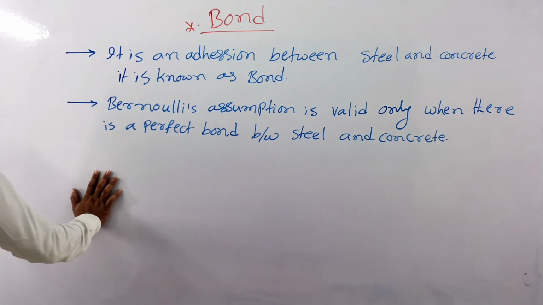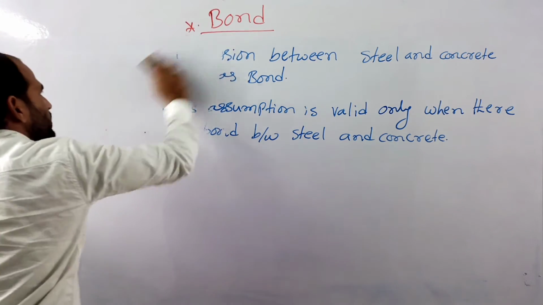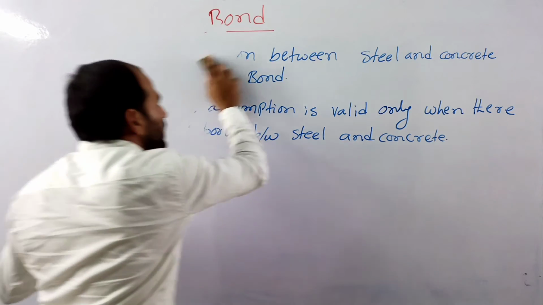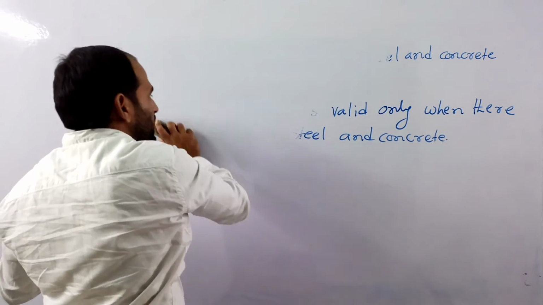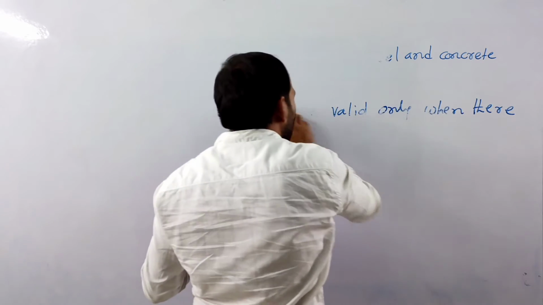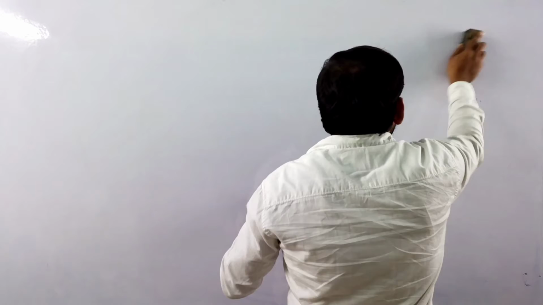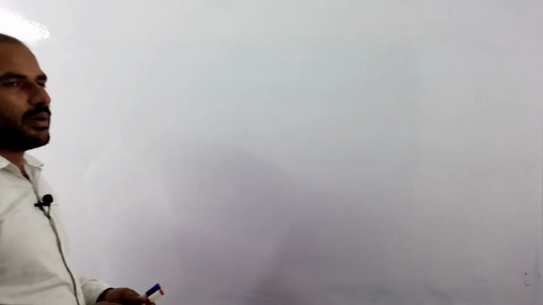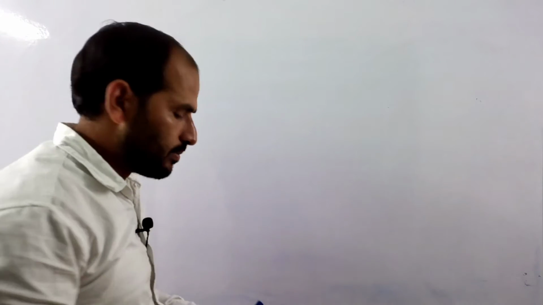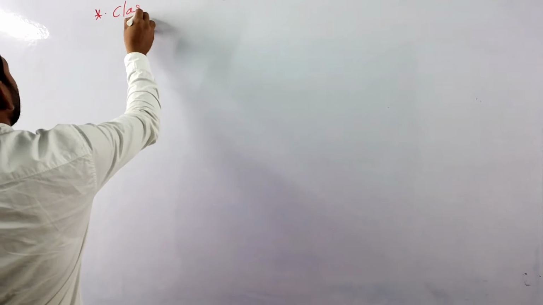And now we see the classification of bond. What is the classification of bonds? Normally the bond is classified into two types, that is flexural bond and development bond. Flexural bond is called the local bond, and the second one, development bond, is called the anchorage bond.